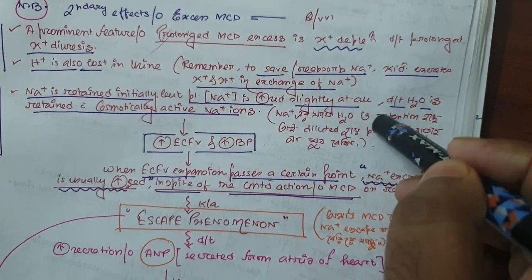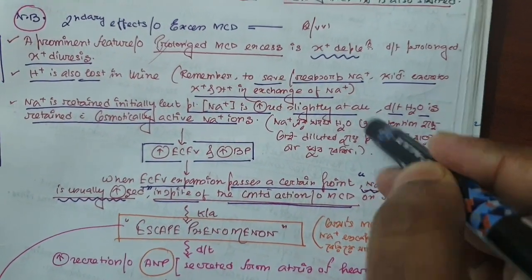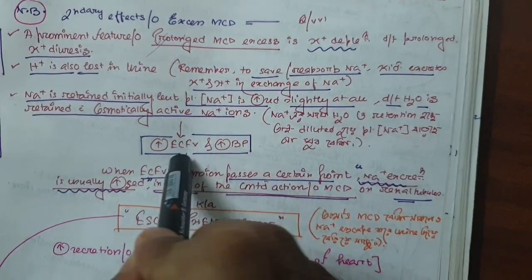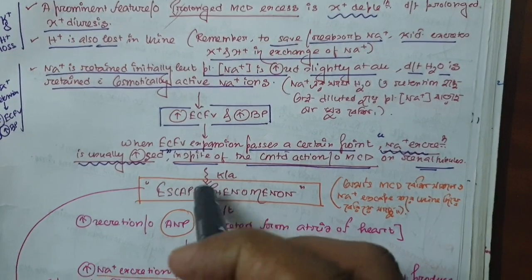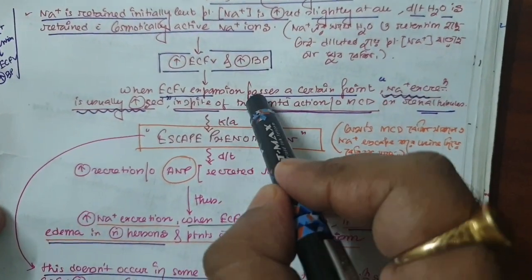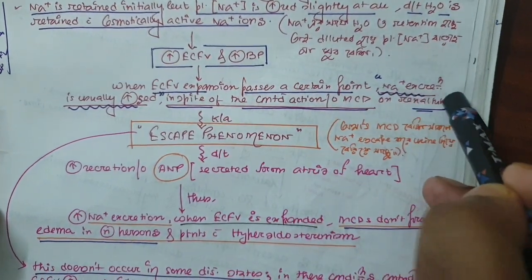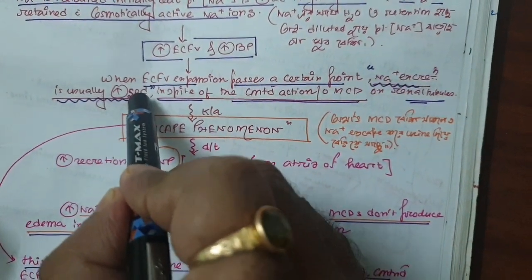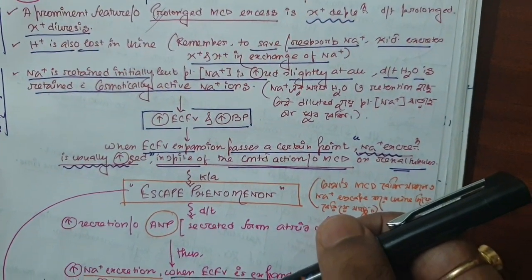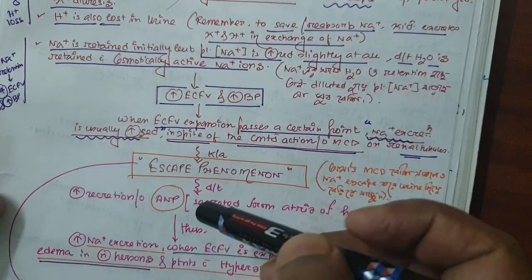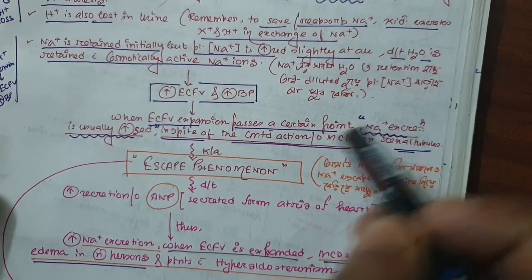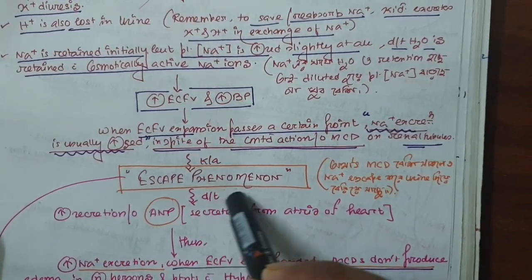That means whenever there is sodium, there are water molecules, as we already discussed. Therefore, increased blood pressure and increased extracellular fluid volume occur. Now it is seen as a very interesting fact that when ECF volume expansion passes a certain point, sodium excretion is usually increased, even though there is increased mineralocorticoid. We know that with mineralocorticoid, sodium should be retained, but after a critical point, sodium excretion occurs rather than sodium retention. This is called the escape phenomenon.